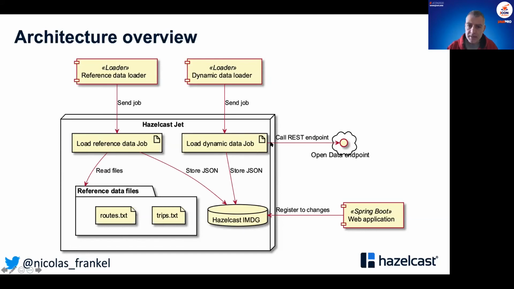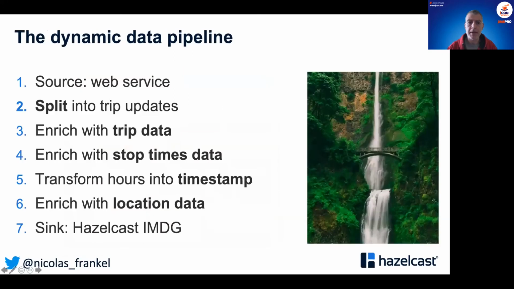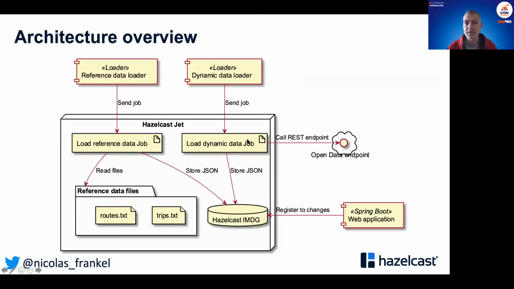Then I will get this dynamic data. This dynamic data, I will process with the pipeline that I've shown just before, and I will store the results into IMDG. And then finally, I will have a web application that registers to changes made into this map. And when there is a change, it will put it into a WebSocket queue. And finally, I will have a JavaScript on the front end that will read this queue and process it.